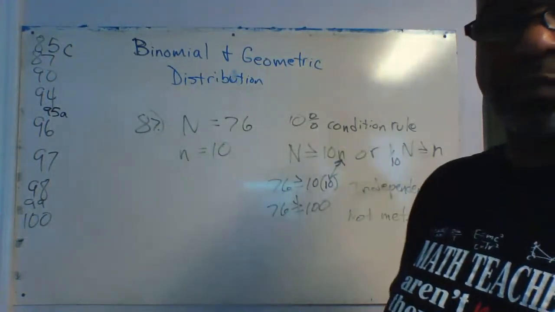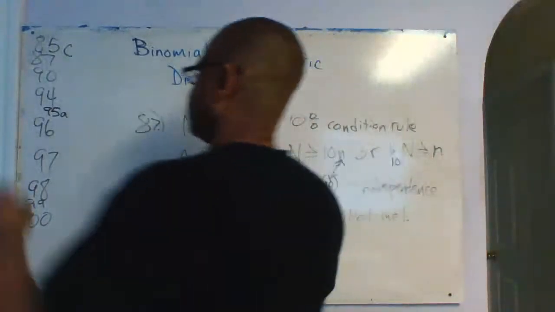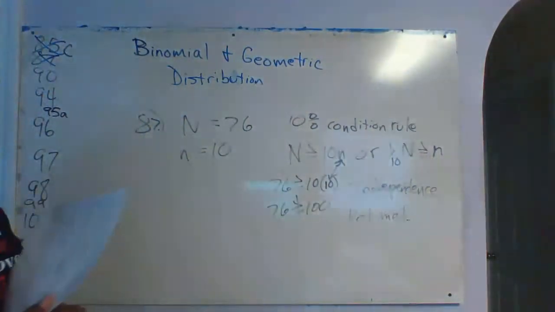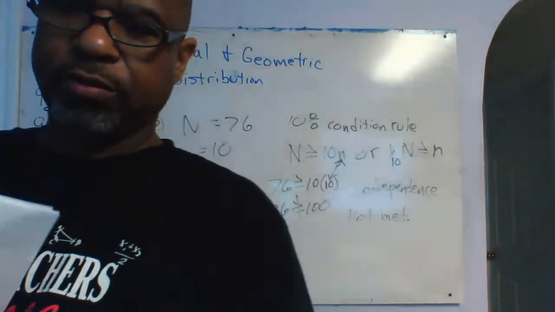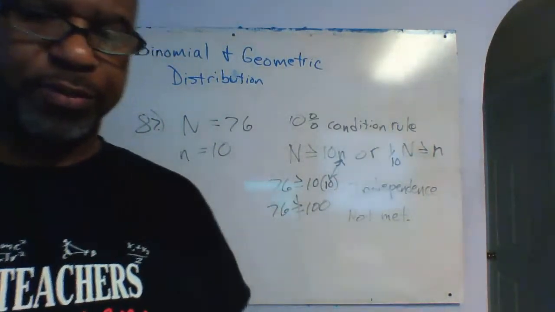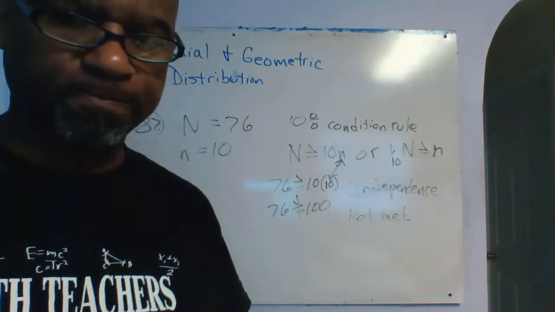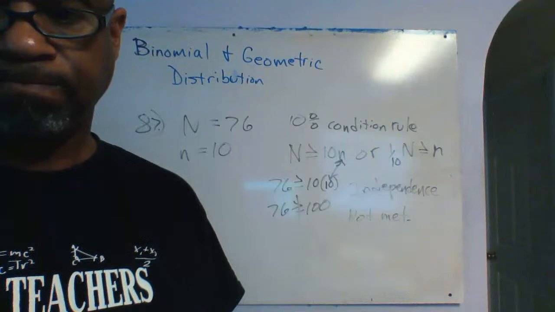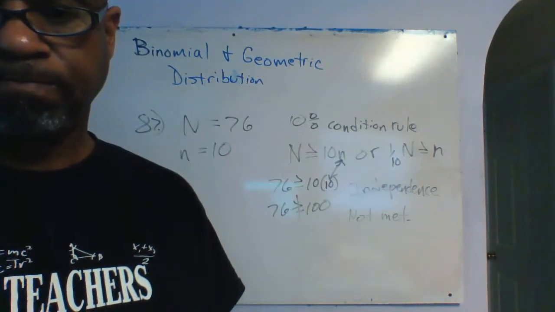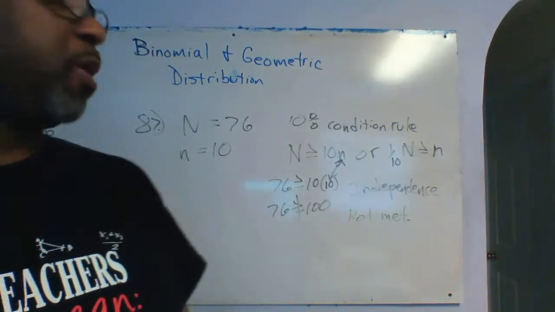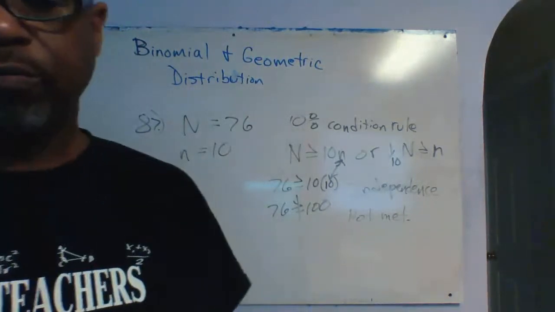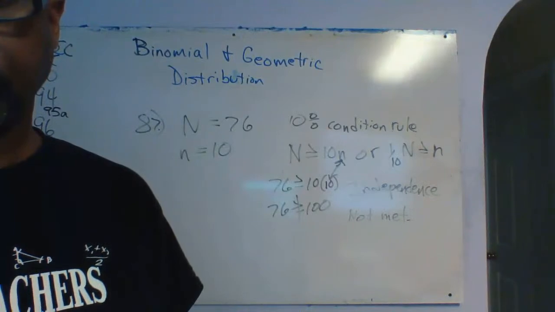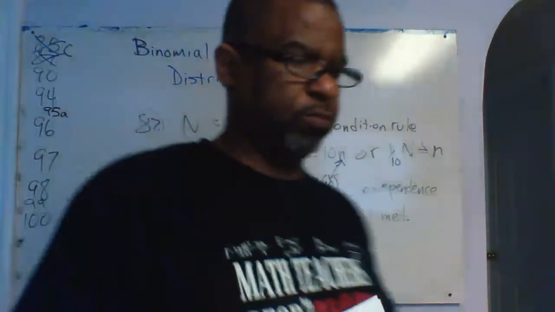All right. So we got 85C out of the way. We have 87. So we're good with 87 now? Thelma? I don't see a response, so I'm going to go ahead and move on. All right, cool.